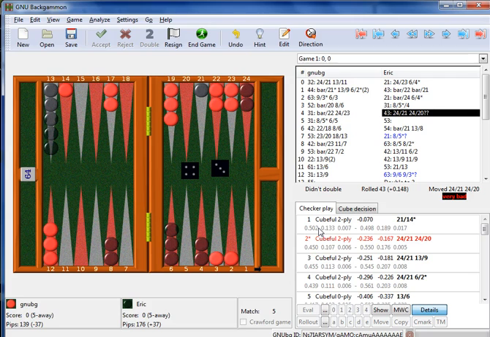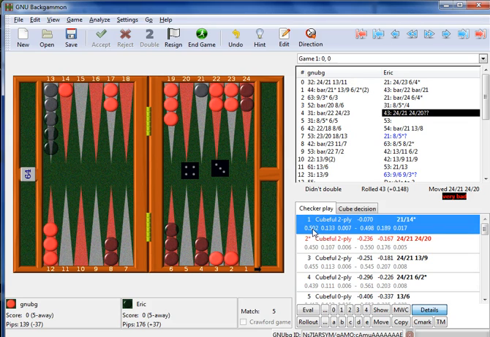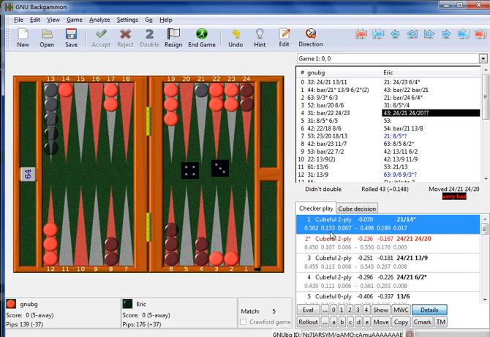A lot of times they'll give you an idea as to why one play was better than another. You can see how much it increased my odds of winning. When I made this mistake, this move gave me a 45% chance of winning the game, whereas if I had made the right play, I would have had a 50% chance of winning the game. Not only that, the move I made gave me a 10.7% chance of winning a gammon, and the right move would have given me a 13.3% chance of winning a gammon. So that's what those numbers mean there.